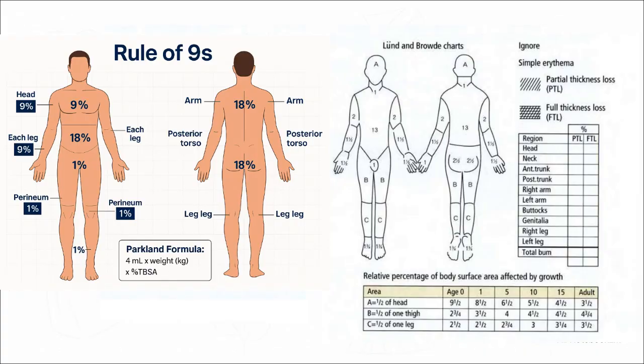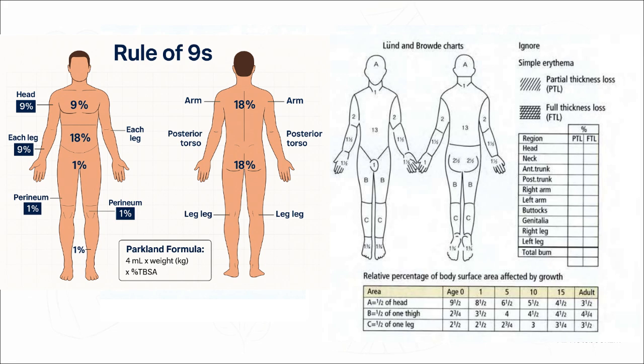Next up, we have to quantify the extent of the injury. Getting an accurate estimate of the total body surface area, or TBSA, is absolutely fundamental. It guides our fluid resuscitation and helps us predict outcomes. For adults, the rule of nines is a fantastic tool. It's rapid, it's effective, and it assigns multiples of 9% to different body regions.